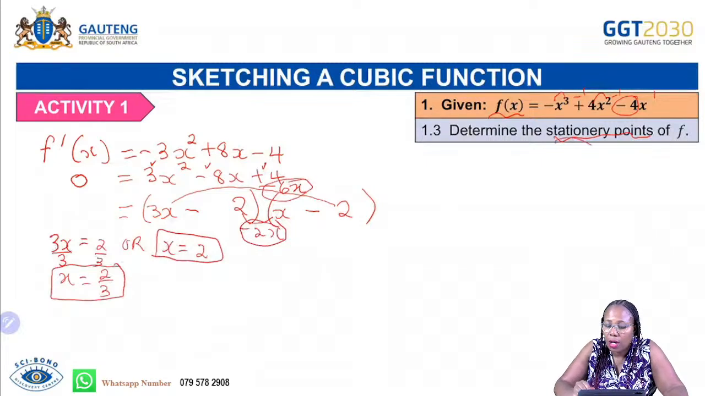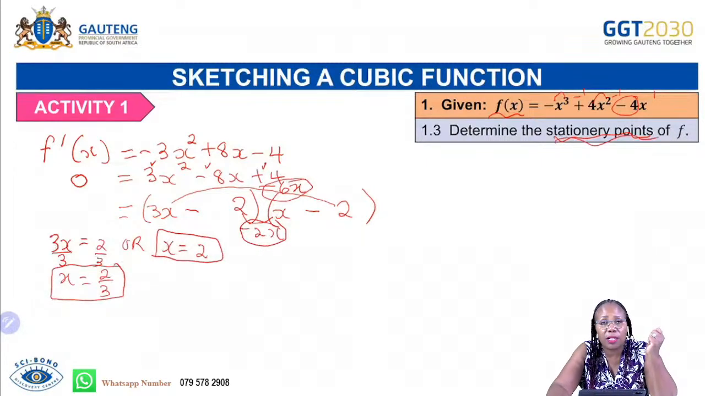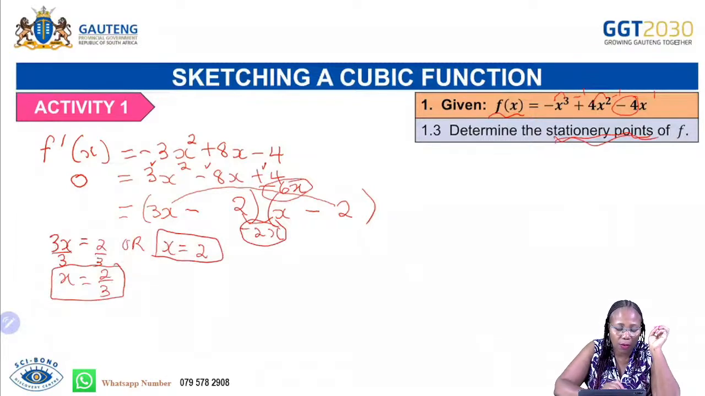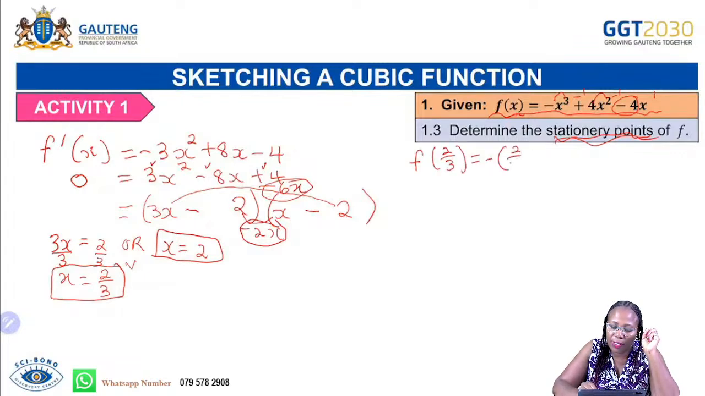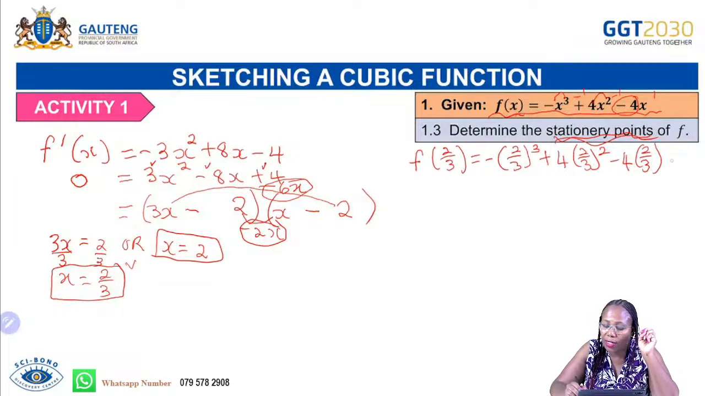Remember, for stationary points, we must calculate for both x and y because they are the coordinates of the stationary point. So now, grade 12, you are going to take your first x value, substitute it into the original there. That means you'll be having f at 2 over 3 is equal to -2 over 3 to the power 3 plus 4 into 2 over 3 squared minus 4 into 2 over 3. And then now punch into your calculator. This is giving us -1,19.